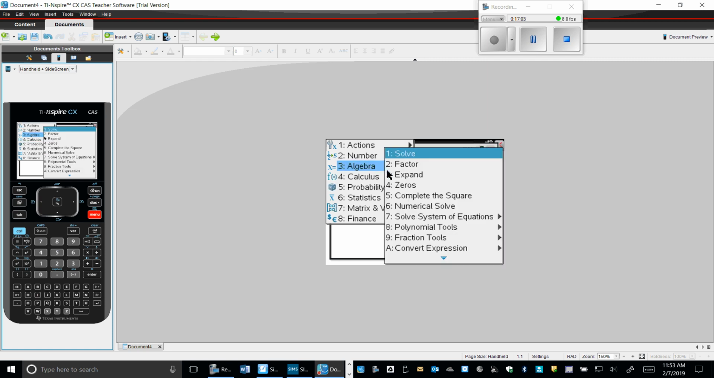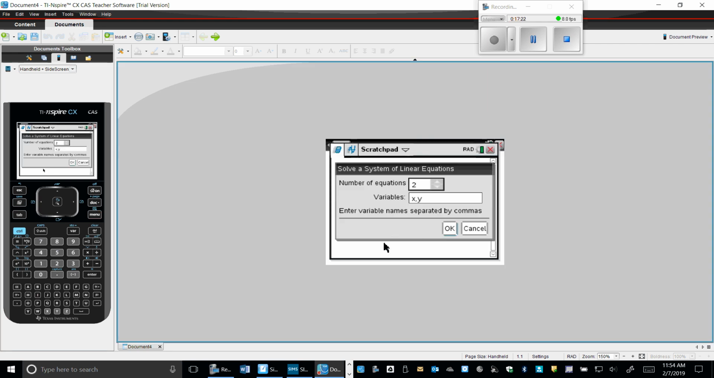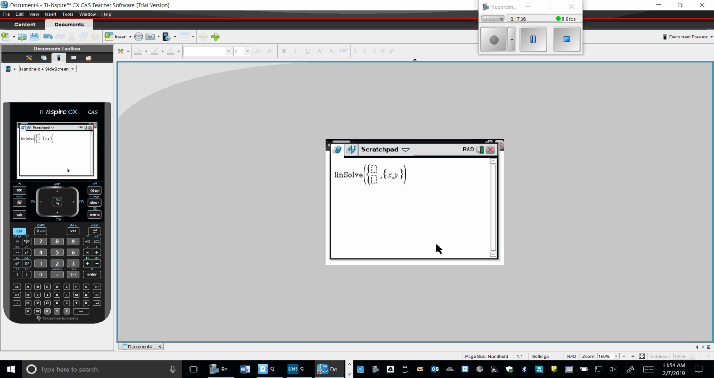Nice, good option. Now, this isn't as obvious, so I'll tell you. What we're doing is solving a system of equations. It is a system of linear equations, because they're both just x and y. At this point, we can tell it that there are two equations. Our letters are x and y. You can change them if you wish, or you can just always leave them as x and y. Press OK.